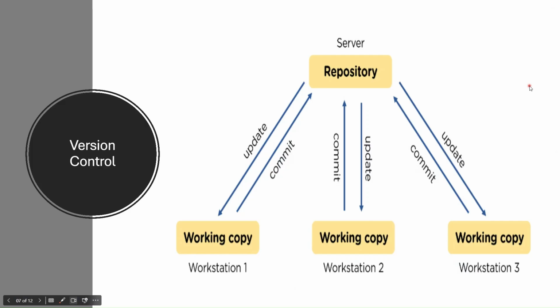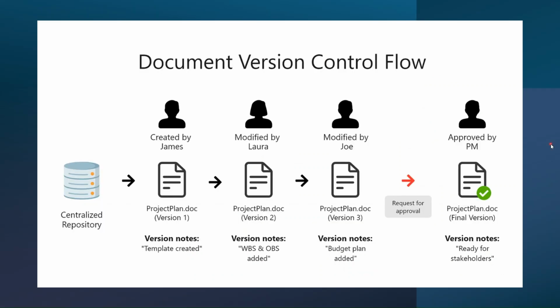You understand? Good. So the same thing happens here. This is a working copy. The person has a working copy, works on it, does his commit, and pushes it to the server. This person pulls it, works on it, and pushes it to the server. This person pulls it, works on it, and pushes it to the server. That's basically a distributed version control system.